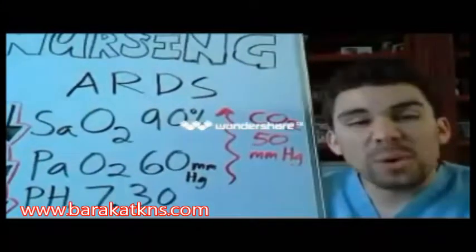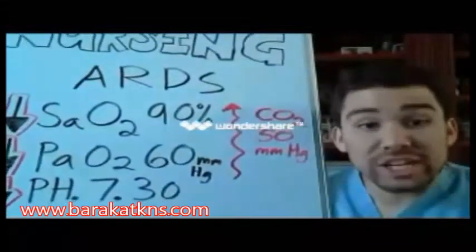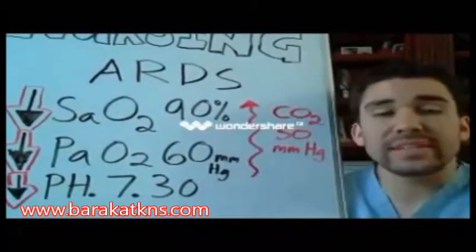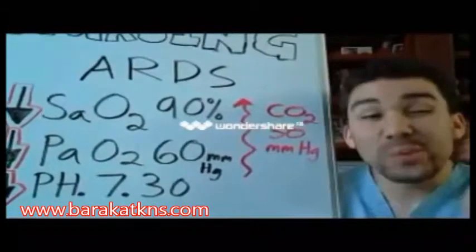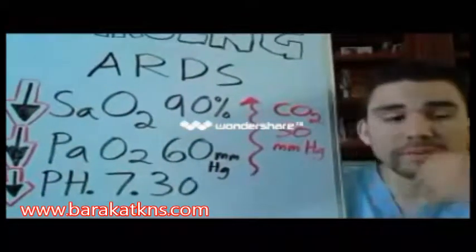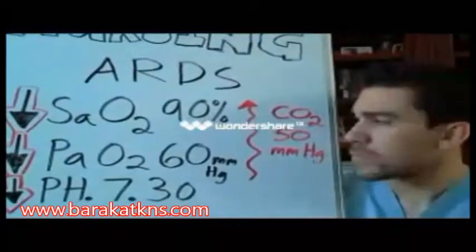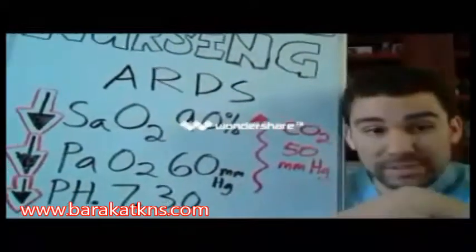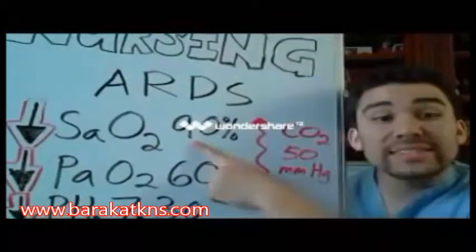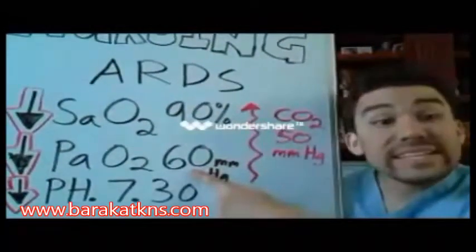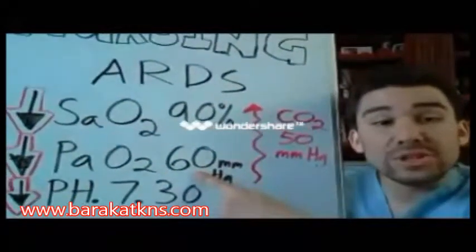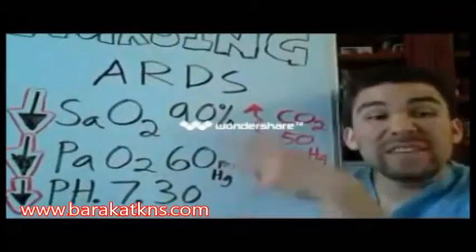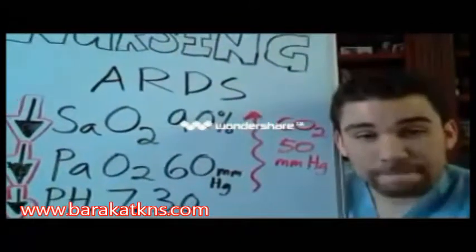And I did an entire 4 lectures on ABGs on my YouTube channel, so go check it out. It's amazing in terms of really making sense of ABGs. But this is just the basics here. So if you guys can remember that all these 3 are down in the dumps: less than 90% SaO2, less than 60 PaO2, less than 7.3 on your pH, very acidic, okay?